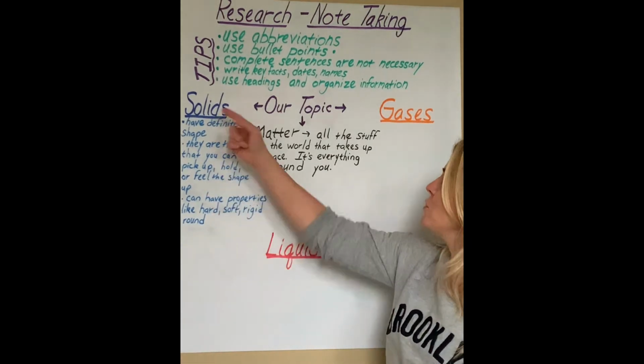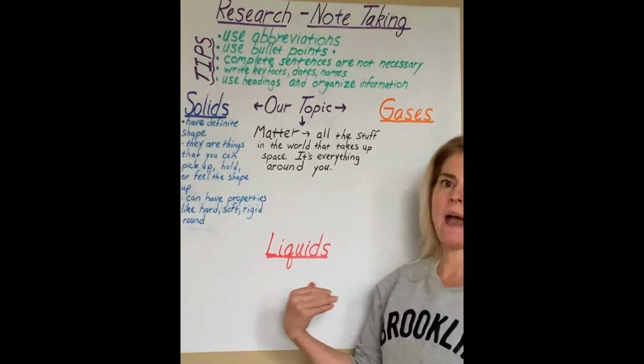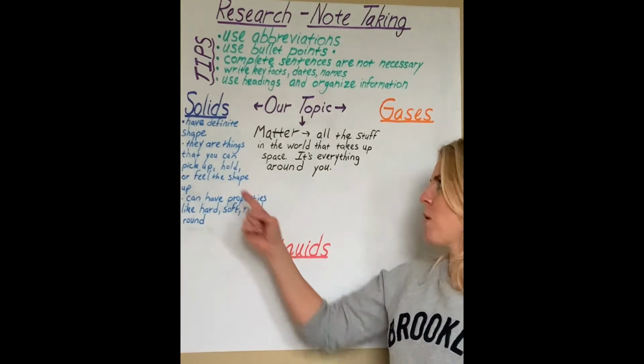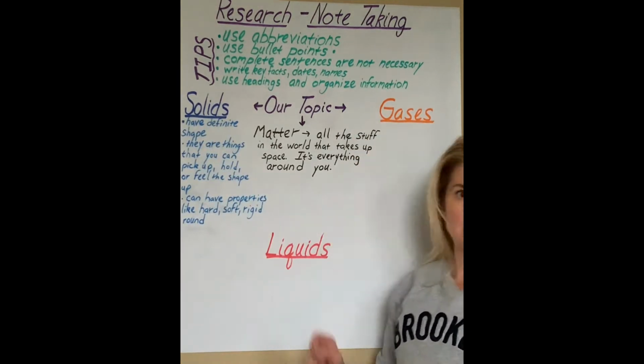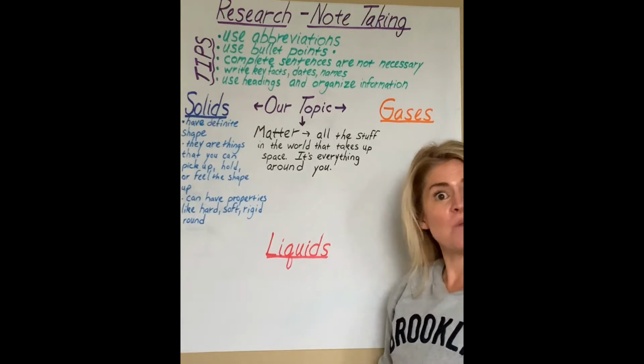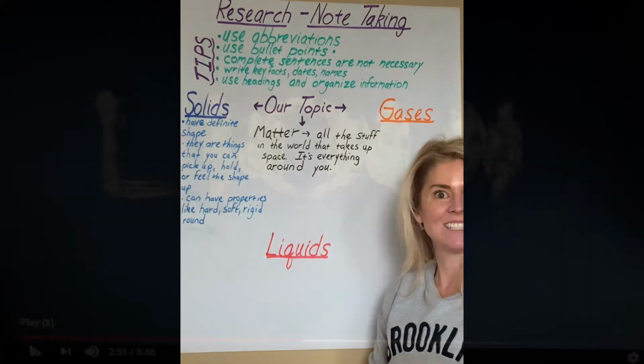And I have 1, 2, 3 points, which is pretty good, because when I'm going back and writing a paragraph, I'll probably want at least 3 bullet points for each of these subtopics. So now we can continue taking more notes and see what's next.